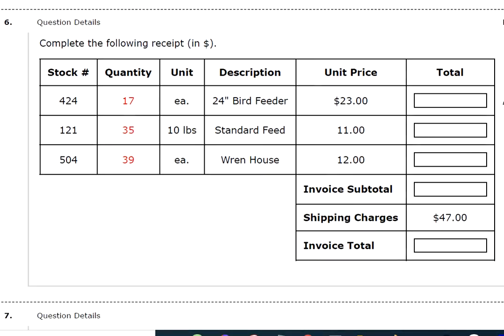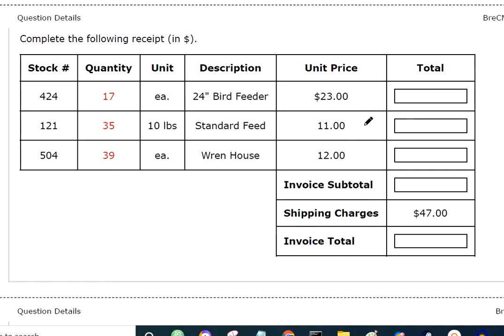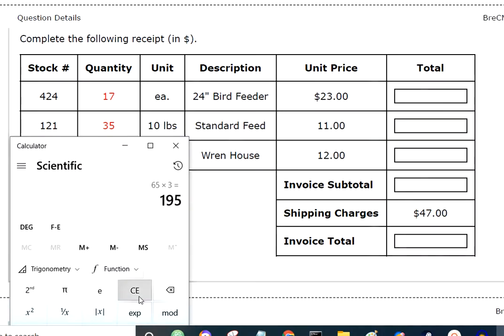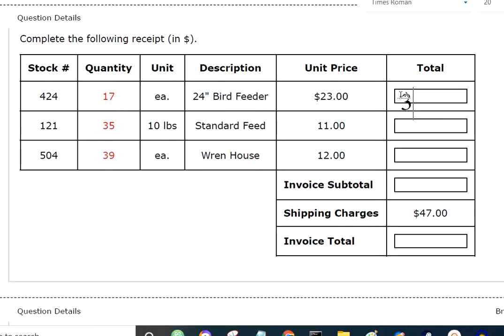Okay, question 6 comes from your chapter 7 material. This is just where we're supposed to fill out the receipt. So a large amount of purchases were made. There were 17 items, $23 each. All you have to do for that little total space is take the quantity, multiply it by the unit price. So 17 times 23 gives me $391.